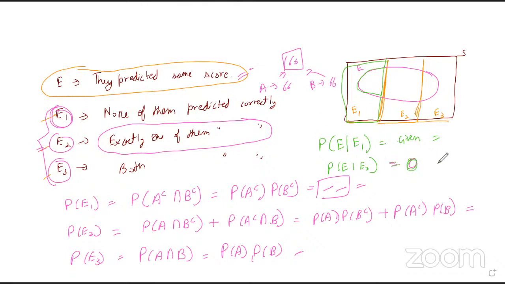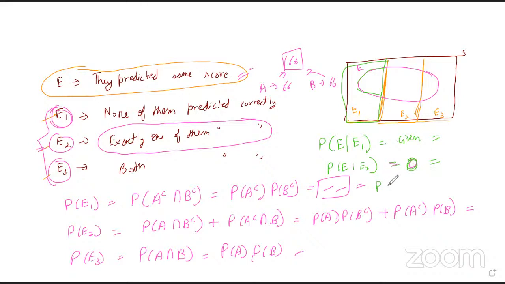Is this clear? Yes, sir. Please, sir, repeat it again. So why is it 0? See, we know that only one of them predicted the correct score. So it is not possible that they both have predicted the same score and only one of them gets it correct. Right?